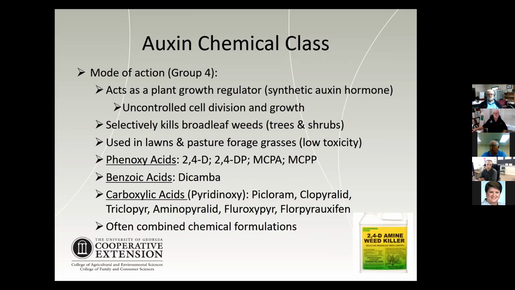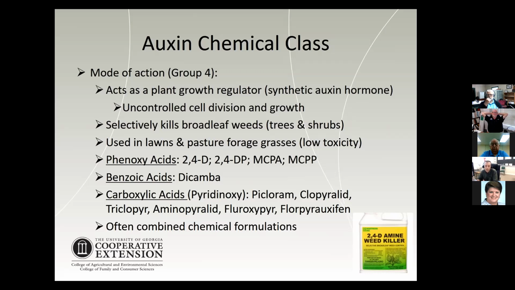We break these herbicides down to a couple of different chemical classes or subclasses. The phenoxy group is probably the most familiar group to a lot of folks. The old-fashioned 2,4-D that's been around since the 1940s is still a very popular herbicide today. And in fact, it's used in a lot of formulations as a combination type product, and they'll mix it with some of these other chemicals that are listed here. The benzoic acids, the most common example of that you'll see in the pasture and forage industry is dicamba, which we just talked about. And then the third group of these auxin chemicals is the carboxylic acids.